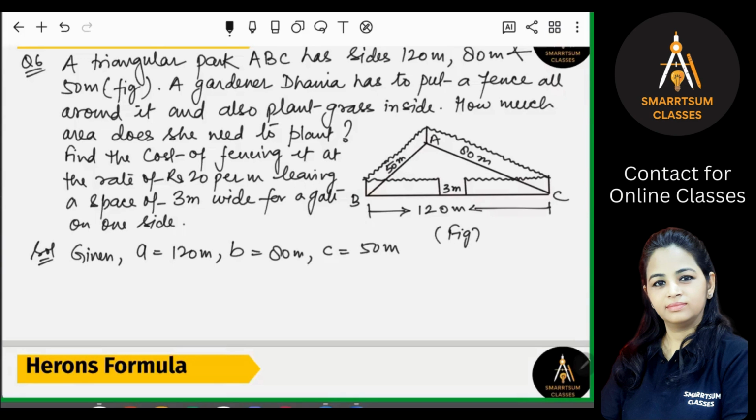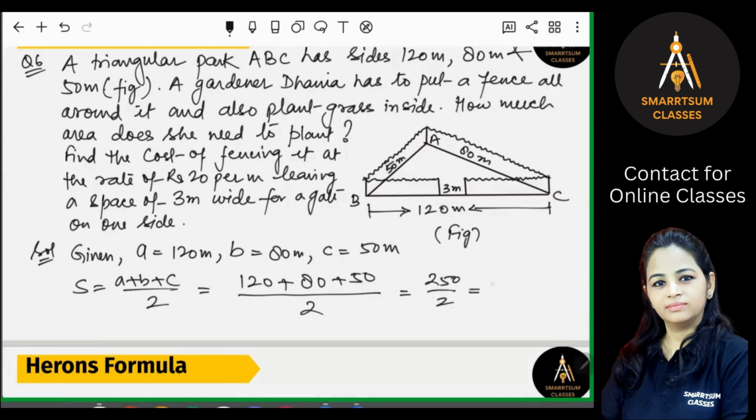First we will find out s, the semi-perimeter, a plus b plus c divided by 2. So find its value. a plus b plus c by 2 means 120 plus 80 plus 50. This is the sum of all the sides, which means this is the perimeter. Now we divide it by 2. So this will be equal to 250 upon 2, that is 125 meter. So s is 125. Now, as all three sides are given, we can easily find the area of this triangular park using Hero's formula.